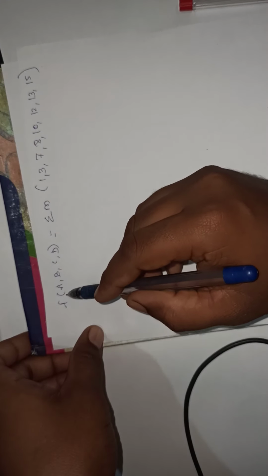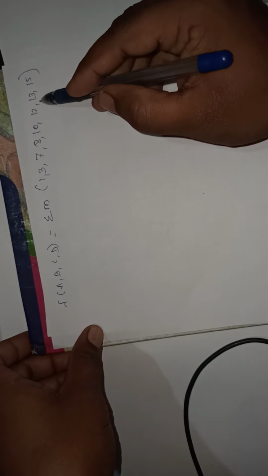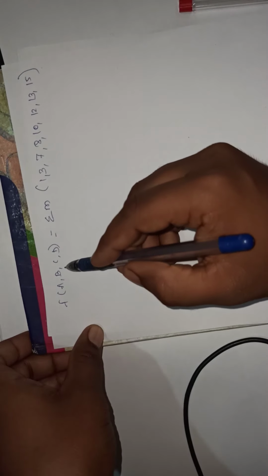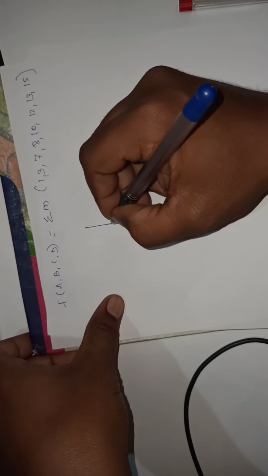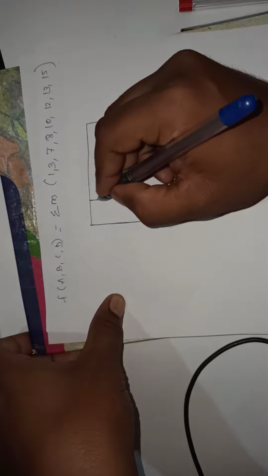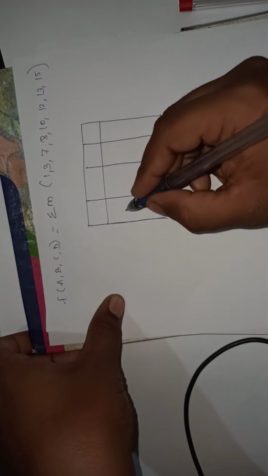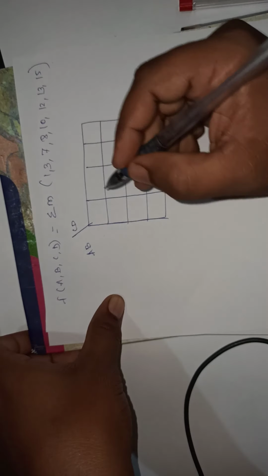Now I have taken a new example, that is the summation. Sorry, F(A,B,C,D) = summation M(1, 3, 7, 8, 10, 12, 13, 15). Here there are four variables, which means you need to draw a 16-cell K-map. The inputs are A, B, C, D.